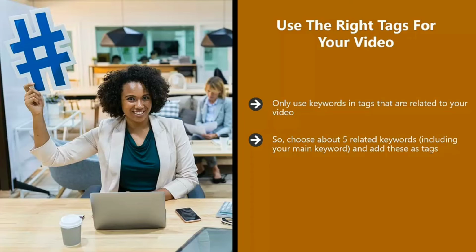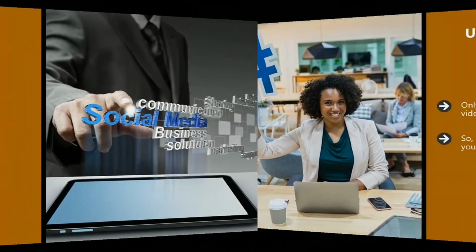So choose about 5 related keywords, including your main keyword, and add these as tags. There is a 400-character limit on tags with YouTube at the time of writing. This doesn't mean that you have to use every last character.